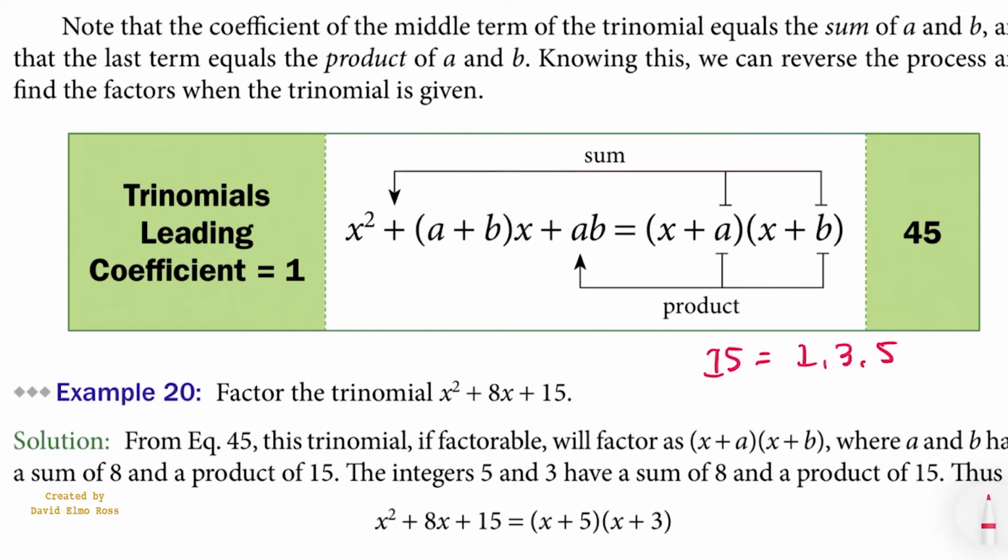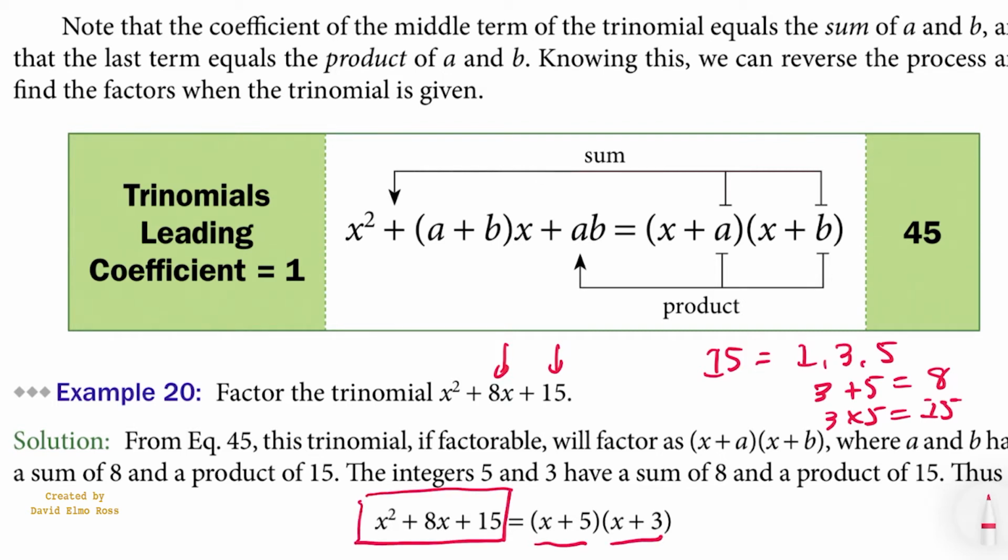Now out of these, we have to have something that's going to add to 8 and something that's going to multiply to 15. Well, 3 and 5 fit that because 3 plus 5 is definitely equal to 8, and 3 times 5 is equal to 15. And that's why we can very easily say that x plus 5 times x plus 3 is our solution to factoring this particular equation here.